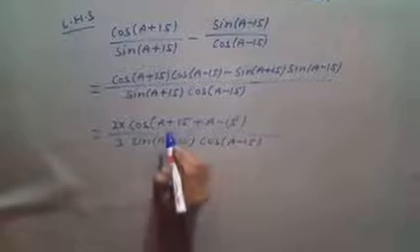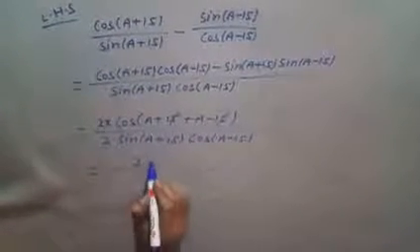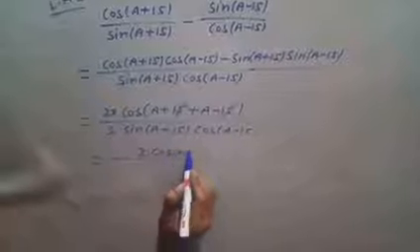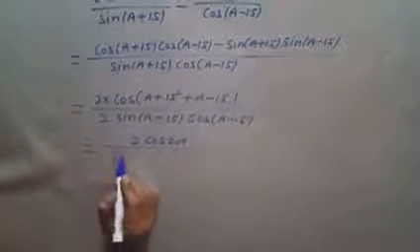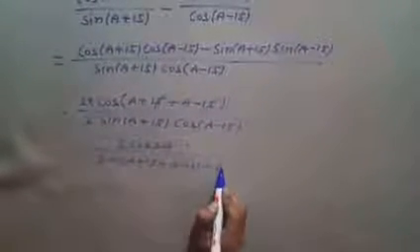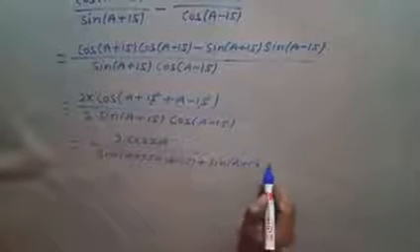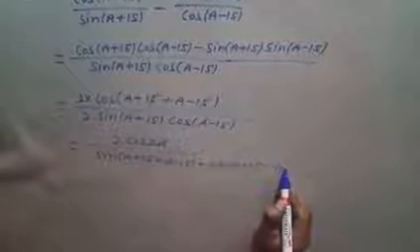Now 15 cancels. So here, 2 cos 2a. Now here I am going to apply the formula of 2 sin a cos b, that is sin(a plus b) plus sin(a minus b). So this is plus.